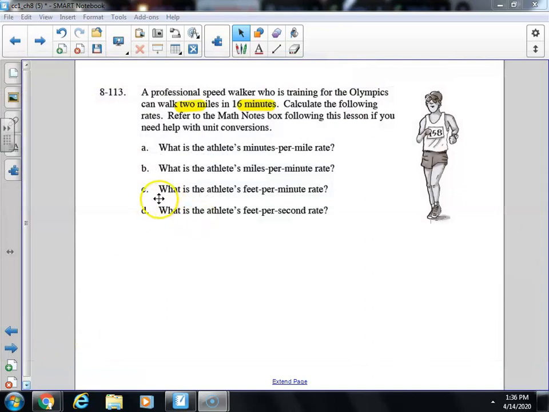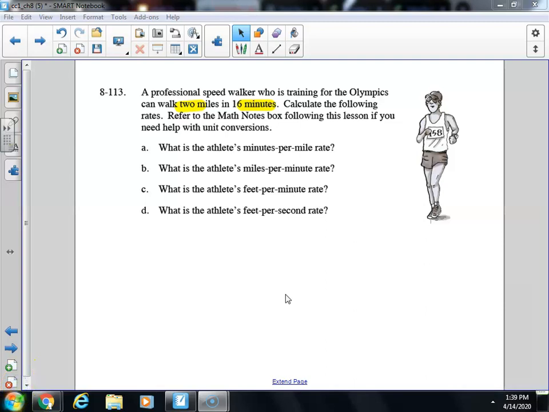In letter C, it says, what is the athlete's feet per minute rate? And D says, what is the athlete's feet per second rate? So go ahead and pause the video, take a few minutes, and try those two different ratios on your own. And we'll be back with you to review these in a few minutes.